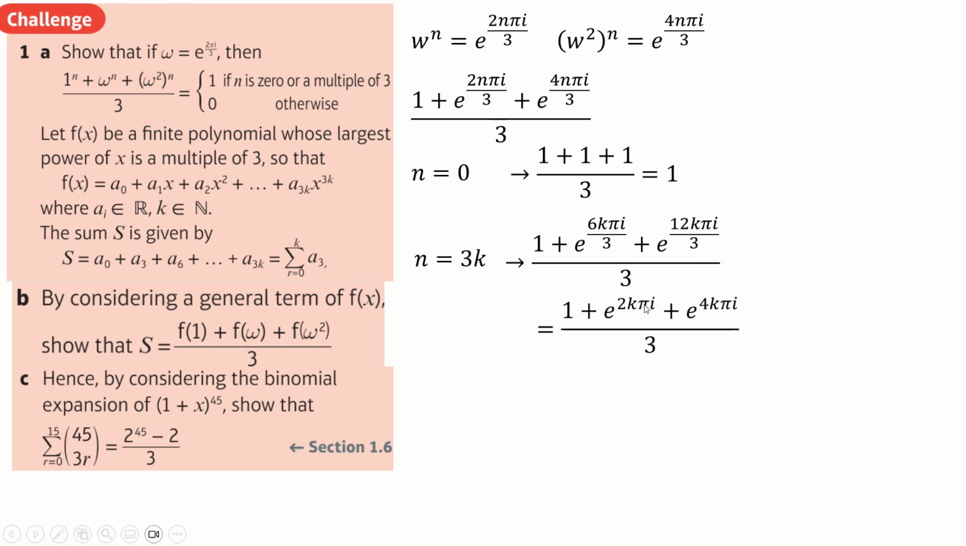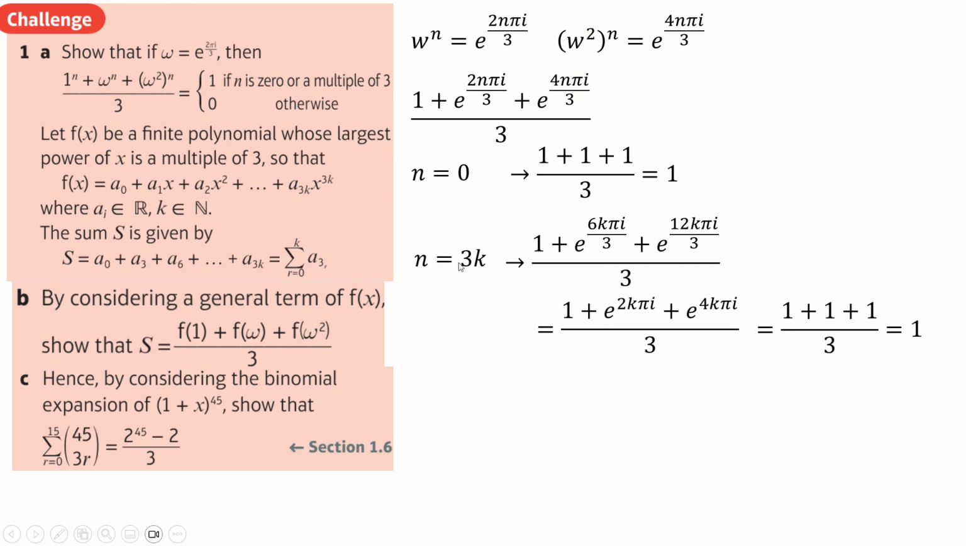E to the 2k pi, where k is an integer, is just 1 because you've gone all the way around to 2 pi an integer number of times. So you've just arrived at 1 again on the Argand diagram. And likewise with 4 pi. So this is just 1 plus 1 plus 1 over 3, which is 1. So we've checked this bit. Now we need to do otherwise.